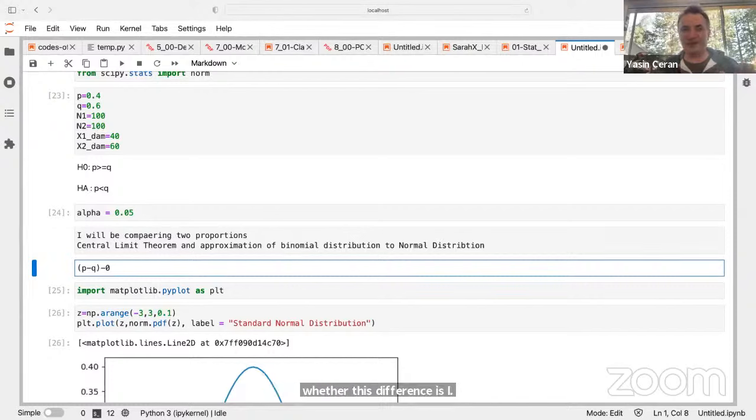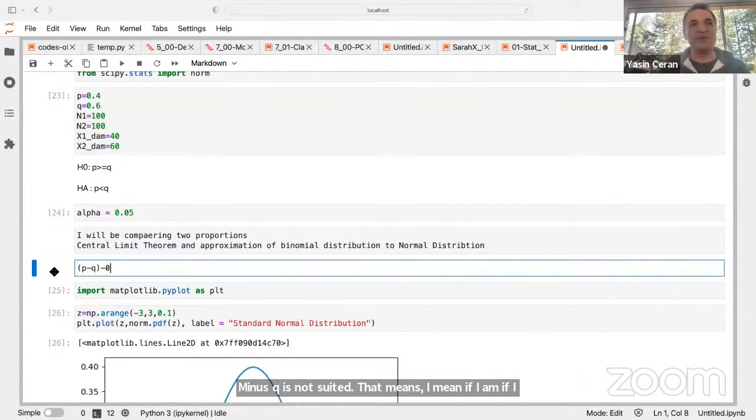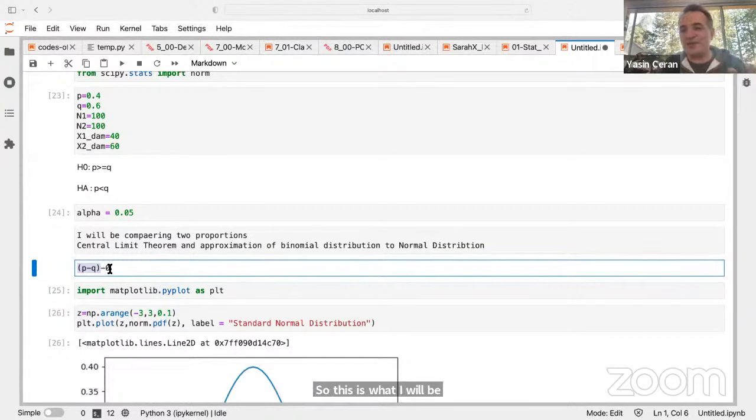If P minus Q is 0, that means P and Q are the same. If I am looking for whether P is greater than Q, this is what I will be checking: whether this difference is significantly different from 0 or not.